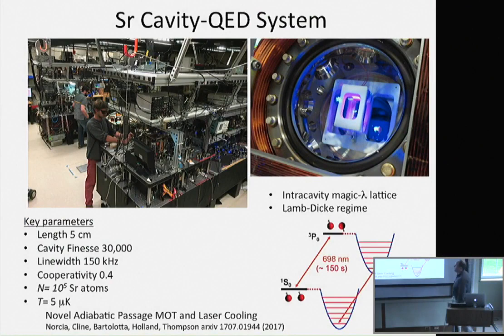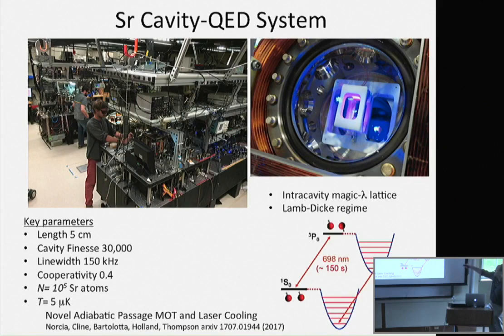Okay, so here are some experimental parameters for that system. Cavity length is 5 centimeters, 30,000 finesse, line width 150 kilohertz, single particle cooperativity of 0.4, and 10^5 strontium atoms. We laser cool and trap at 5 microkelvin. We actually do this using a novel adiabatic passage MOT laser cooling scheme that we discovered in the lab, and I will point to this paper. We think it is actually kind of cool and might be interesting for laser cooling of molecules in the future.